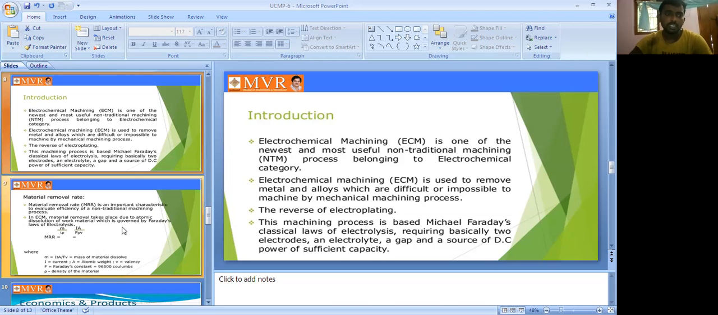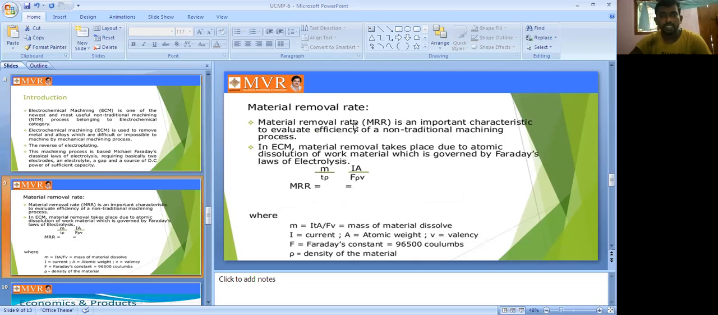Next, the major topic here is material removal rate. It is a very important topic in the second unit, the electrochemical machining process. Based on this formula, we have the sums. Next class we can continue with the sums and complete the total second unit. In the final exam, they will ask you sums on metal removal rate.